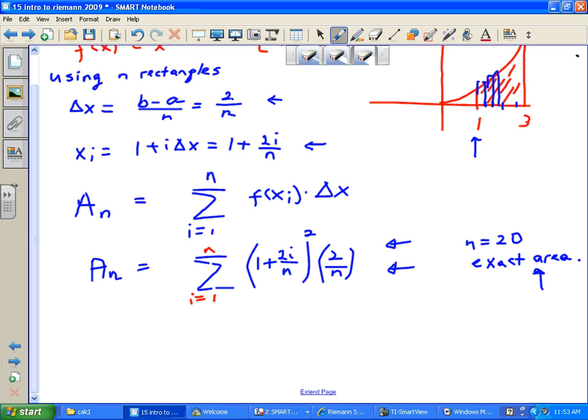Some of them will say use n equals 20. There you can use a calculator. Some of them will say exact area. There you have to do the messy work. Okay, so let's begin with part A, doing it for n equals 20. What is the area under this curve using 20 rectangles?